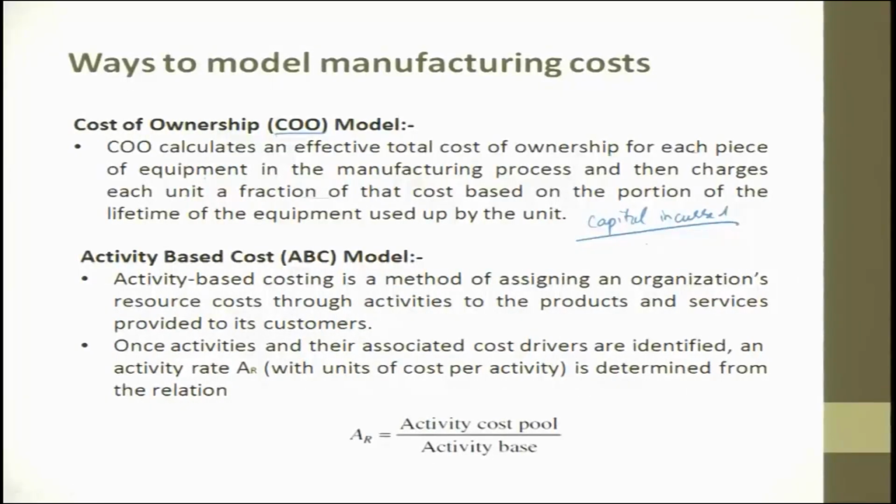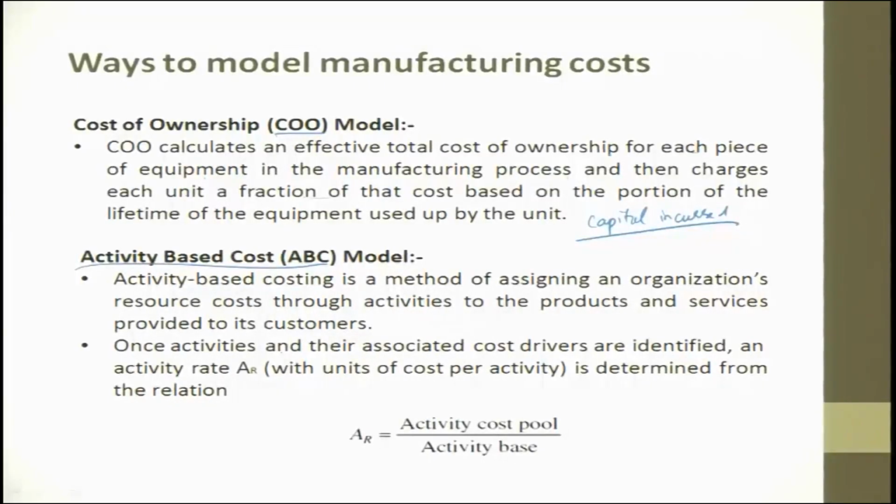So I divide it by the number of products and then get it. The other one is called the activity based cost model, the ABC model. The activity based cost model is a method of assigning an organizational resource cost through activities to the products and services provided to the customers. So here it is not only the products which are produced, the services are also included.